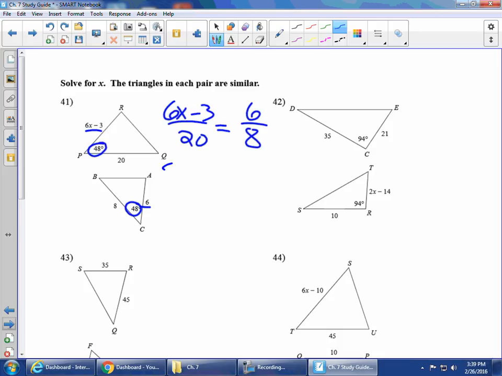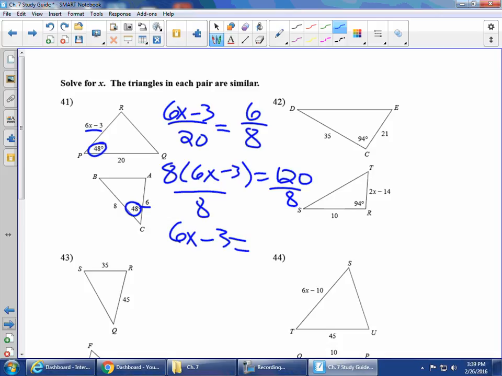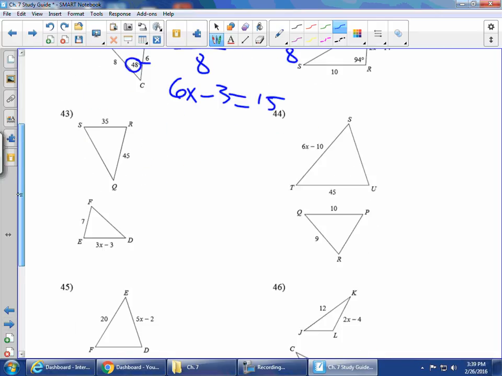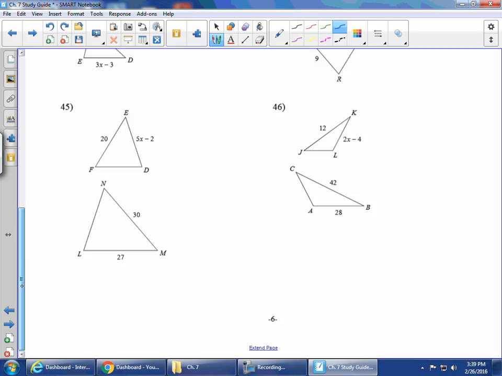You cross multiply and you're going to end up with something like this. You divide both sides by 8. You'll get 6x minus 3 equals 15, and continue solving for that. Okay, I'm just speeding up because I don't want you to get bored. That's how you do all of those.